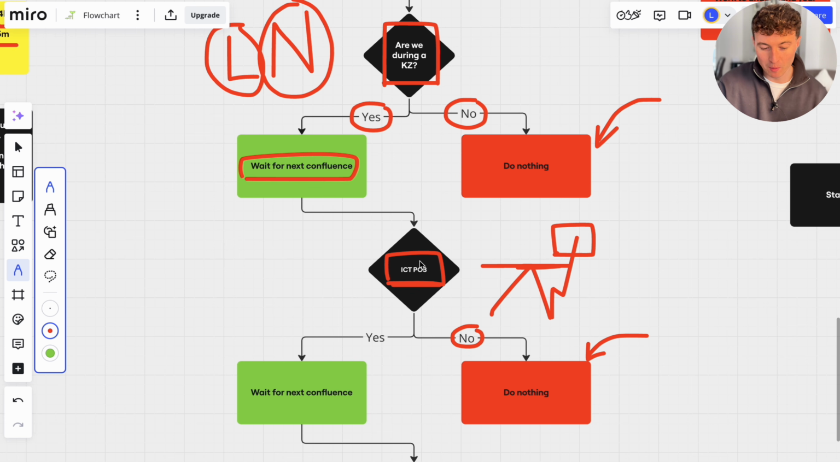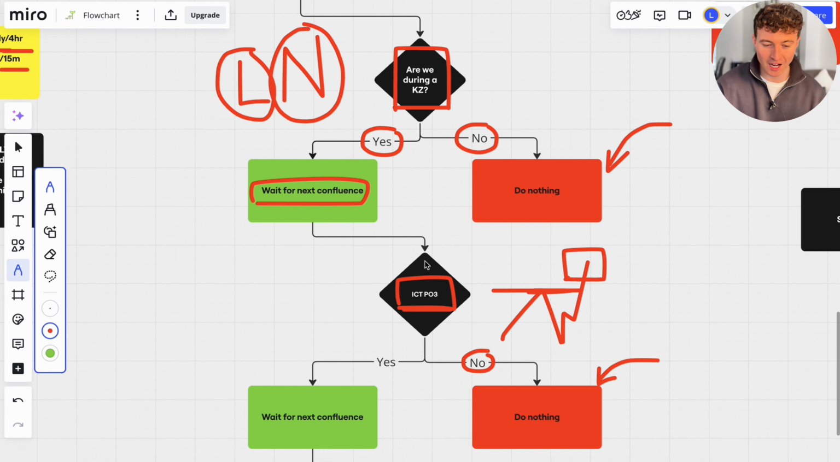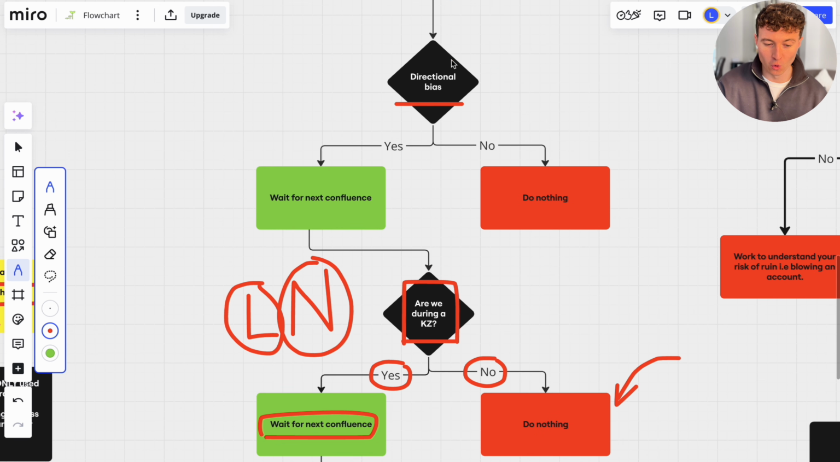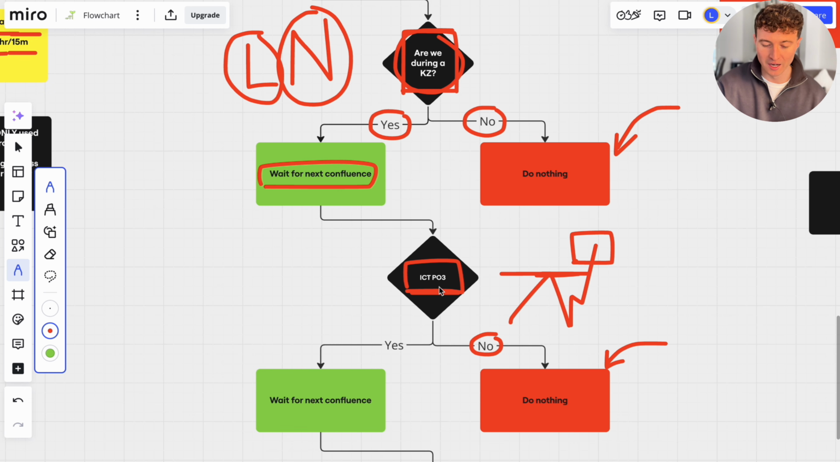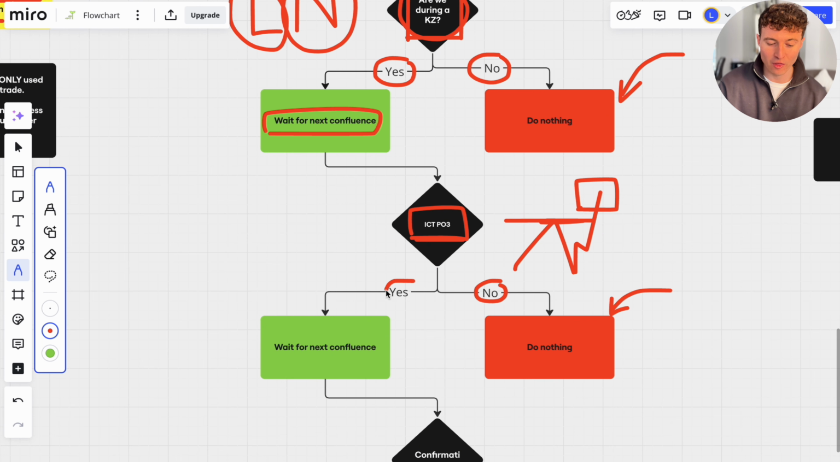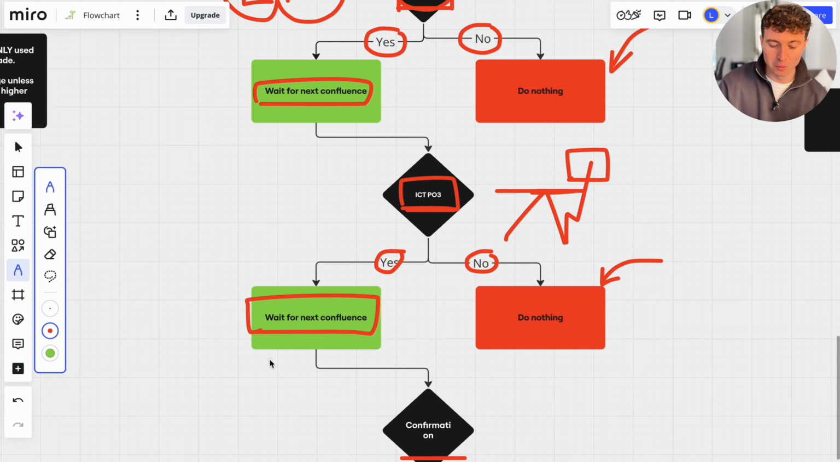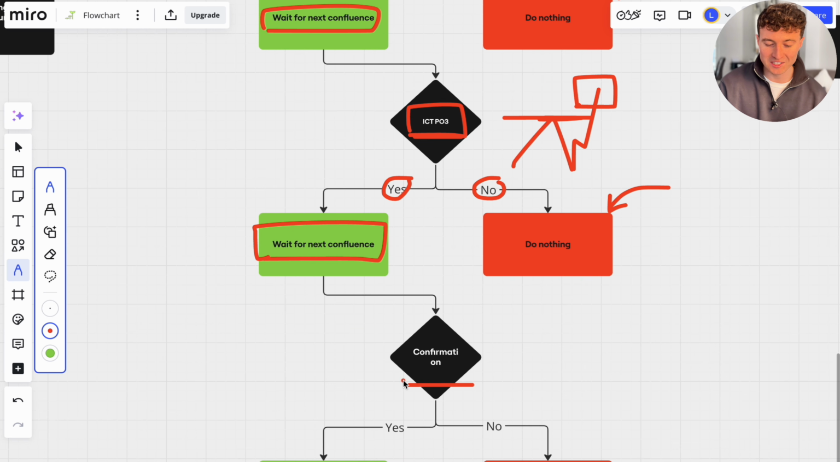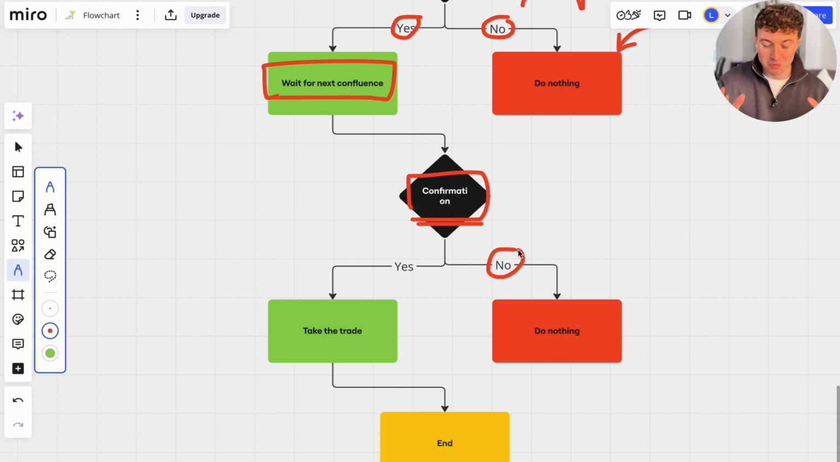And just to recap, this ICT power of 3 has to occur when we, of course, have a clear directional bias, we are during a kill zone, and then that is what we call a high probability setup. So if we've seen that, we of course then still need to wait for our final step. And step number 4 of the process is our confirmation. You've probably heard the saying, no confirmation, no trade. And that is simply the reality.